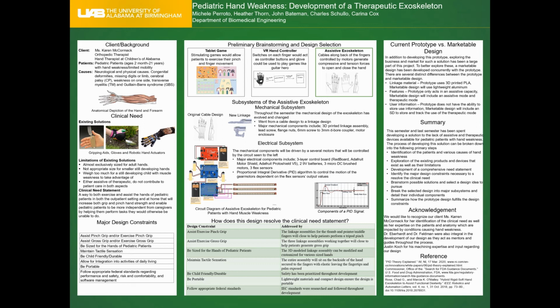This process of developing the solution can be broken down into the following primary steps: identification of the patients and various causes of hand weakness, exploration of the existing products and devices that exist as well as their limitations, development of a comprehensive need statement, identification of major design constraints necessary to resolve the clinical need, brainstorming of possible solutions, and selection of a design idea to pursue, breaking down of the selected idea into major subsystems, and detailing their individual components, and finally, summarizing how the prototype design fulfills the design constraints.